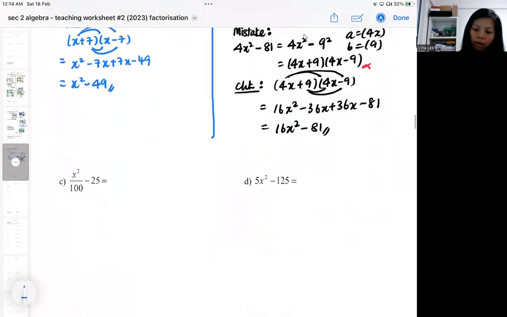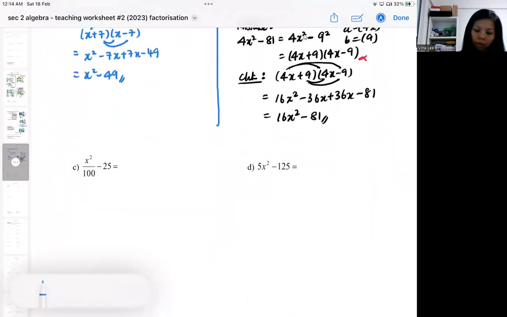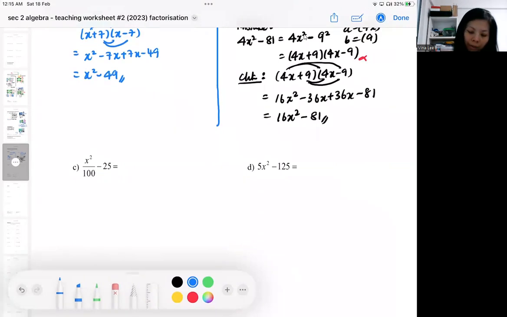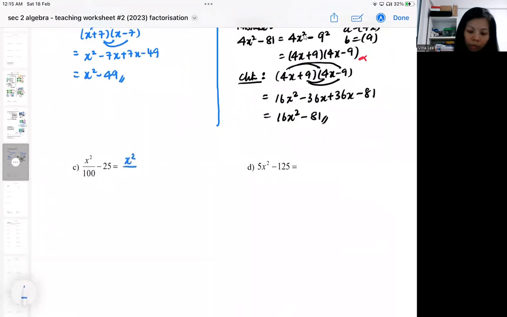Same thing for this next one, but the squaring is not so obvious. For example, here where you see x squared over 100 minus 25. 100 is 10 squared, 25 is 5 squared, so there's a double square here. From the double square, it will become (x over 10) squared minus 5 squared. At this moment, your A should be x over 10, and your B will be 5.